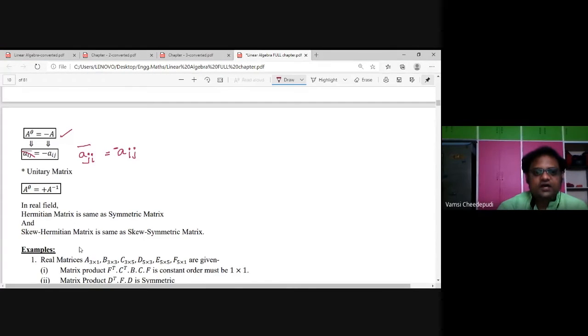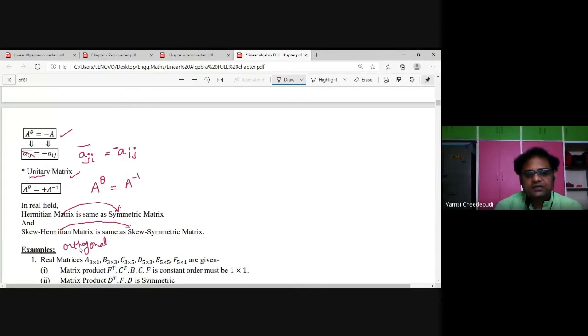And finally, we have the unitary matrix. What is a unitary matrix? If the conjugate transpose matrix A power theta is equals to A inverse, then that matrix is called a unitary matrix. So in the real field, just like when we are taking the notes, our Hermitian matrix is similar to symmetric, skew Hermitian is similar to skew symmetric, and orthogonal matrix is the same as our unitary matrix.